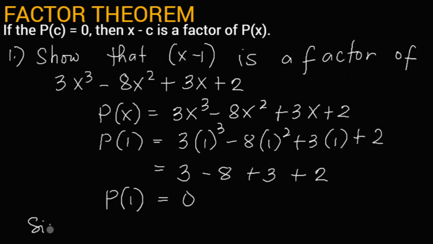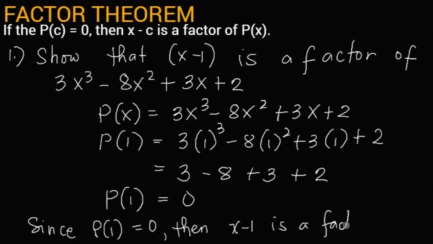So since, ang pangit na sulat. Okay, let me just rewrite it. Okay, since p of 1 is equal to 0, then we can conclude that x minus 1 is a factor of, hindi nakasya sa space natin, 3x cubed minus 8x squared plus 3x plus 2. Okay, that's it.